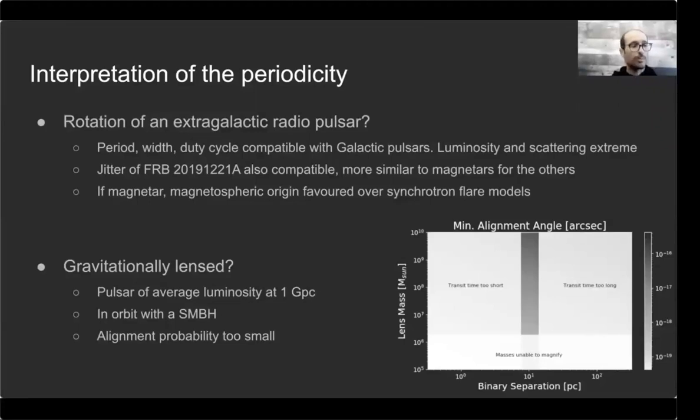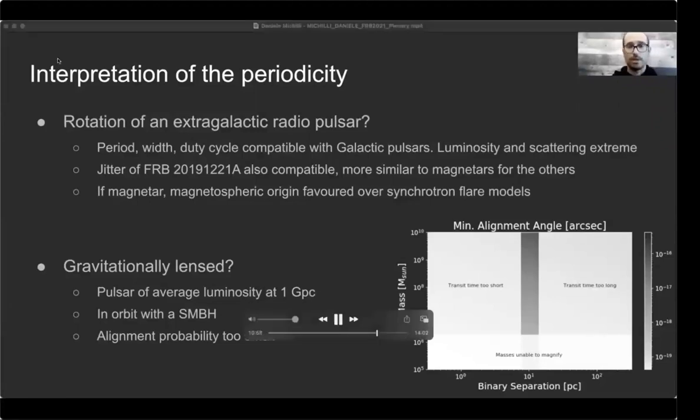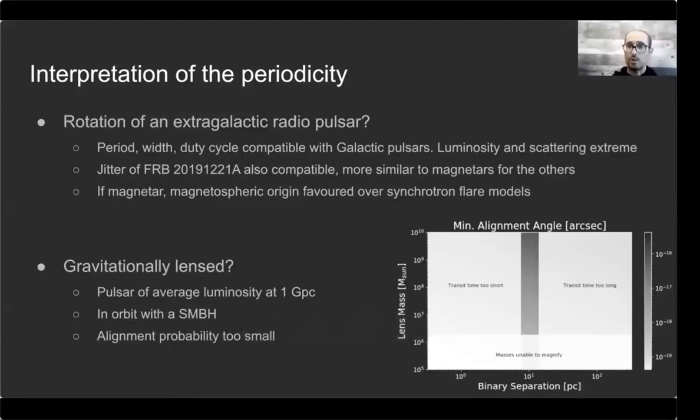We found that one possible explanation may be that it is gravitationally lensed by a compact companion. On the right, we explore the parameter space for such a system, in particular the mass of the companion, the binary separation, and the alignment angle of the system that is required to observe a gravitational lens.